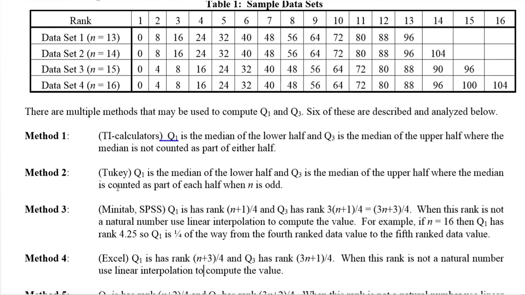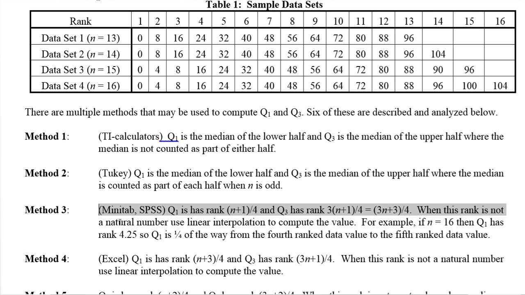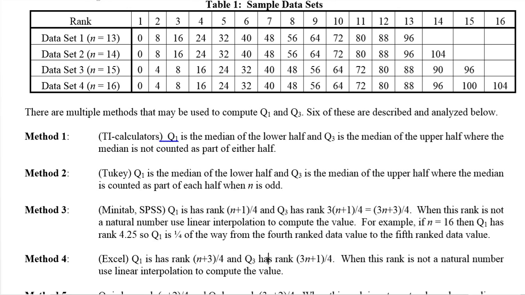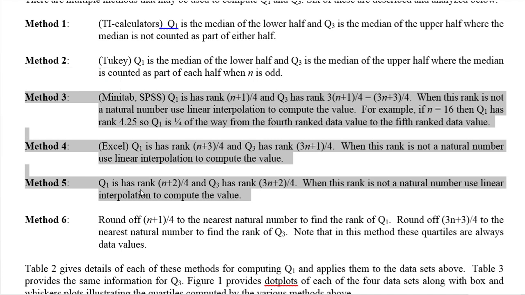Okay, so notice that method 1 and method 2, the TI calculator and the Tukey method, always get you something that's either a data value or halfway between. Whereas methods 3, 4, and 5 could give you a data value, could give you halfway between, or could give you a 1/4 or 3/4 of the way in between two numbers. So closer to one than the other.